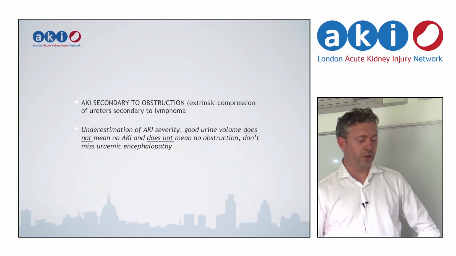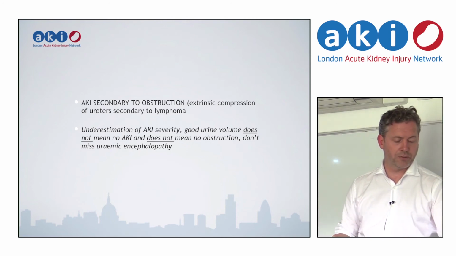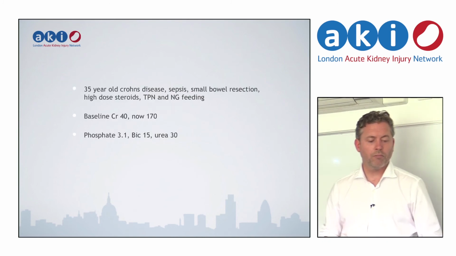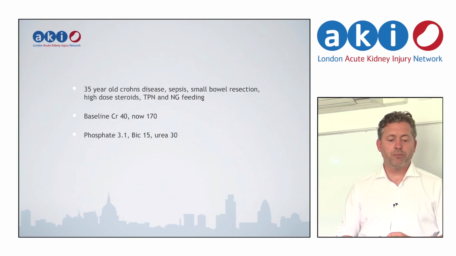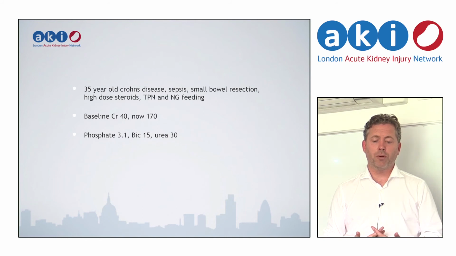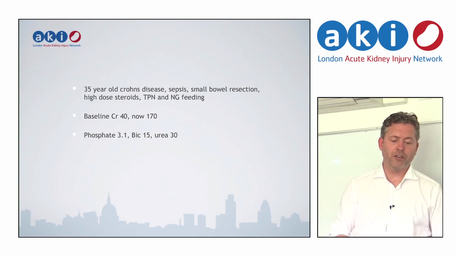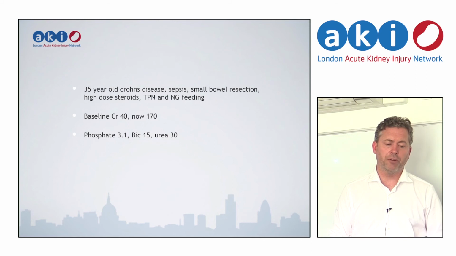Finally, don't miss uremic encephalopathy. I think it still does get under-recognised. A 35-year-old patient with Crohn's disease, sepsis, small bowel resection, high-dose steroids, on TPN and nasogastric feeding. Baseline creatinine was 40, now 170, severe AKI. And we can see here quite profound metabolic decompensation with a very high urea, bicarbonate of 15, and a phosphate of 3.1 in quite a vulnerable patient.